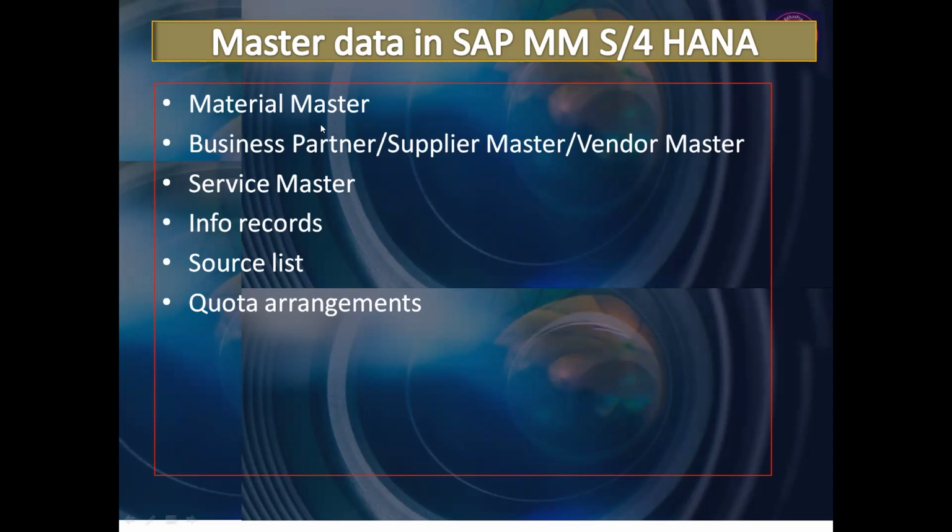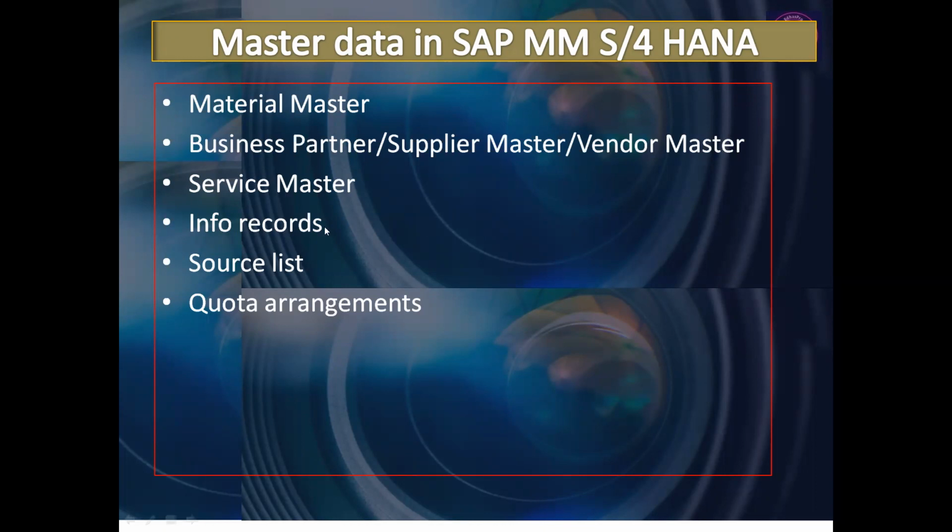Material master means where you are going to maintain all your types of materials, material groups, everything. Business partner is nothing but the supplier master or the vendor master. In SAP ECC, it was called vendor master or supplier master, but in S4 HANA, this is called business partner. Service master: whatever service-related materials you require, we maintain within the service master. There will be some materials used in the industries, and there will be some services used in the industries. We will discuss all this in detail.